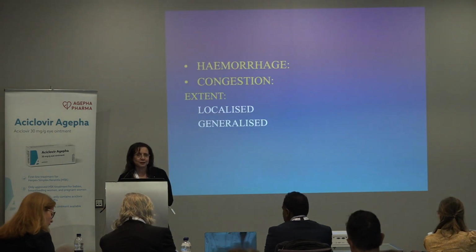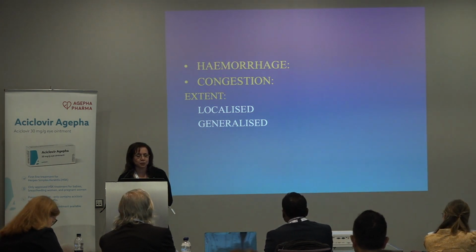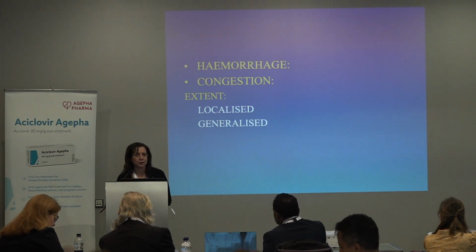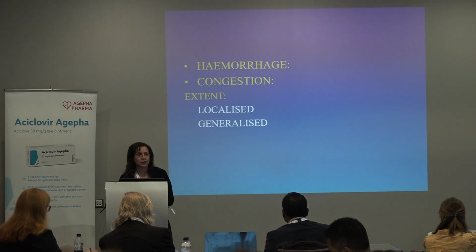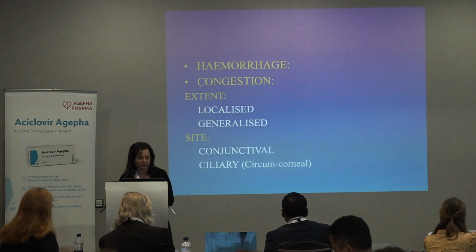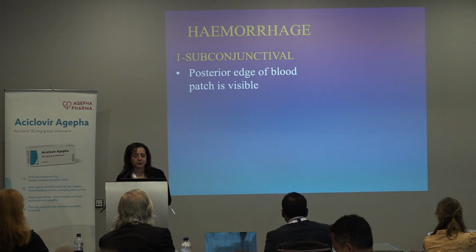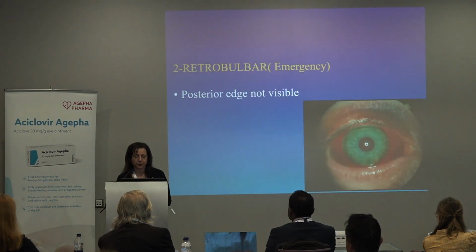So when a patient presents to you with a red eye, you want to really ask yourself, is this a hemorrhage or a congestion? And if it is a congestion, is it localized or generalized? And if it is generalized, is it mainly more in the periphery, conjunctival congestion, or around the cornea, ciliary congestion? So if it is a hemorrhage, then the subconjunctival hemorrhage.